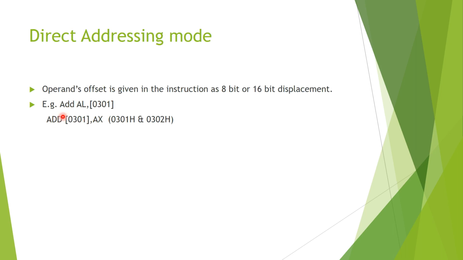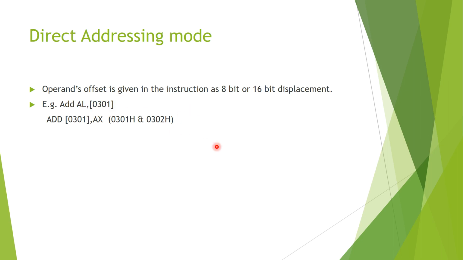ठीक है, सो दैट्स फॉर एग्जांपल वी हैव द ऐड AL, कॉमा, देन दिस एड्रेस 0301H. So this is the offset, this is the offset of the data. Now data is stored in data segment or in the extra segment, है ना. So this is the offset of the data segment.